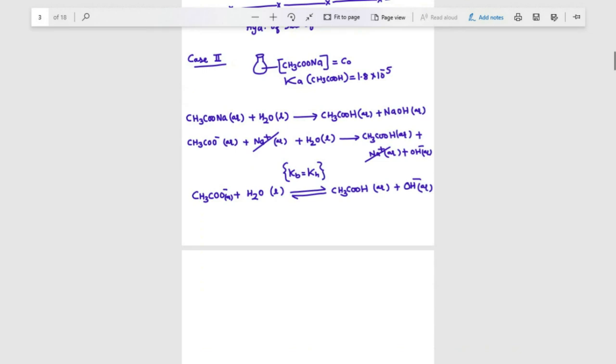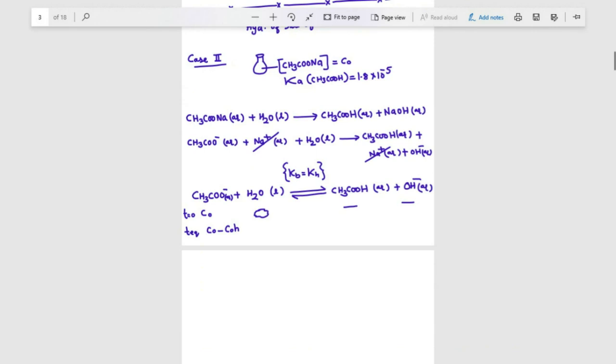So now for this reaction, at time t equal to 0, C naught is the concentration of acetate ion, and water is the solvent, so it is present in a large quantity. When there is no hydrolysis, there is no formation of acetic acid and OH minus ion. Now if I say that the degree of hydrolysis of this anion is H, like degree of dissociation, then at equilibrium we write C naught minus C naught alpha. Here I have to write C naught minus C naught H, right?